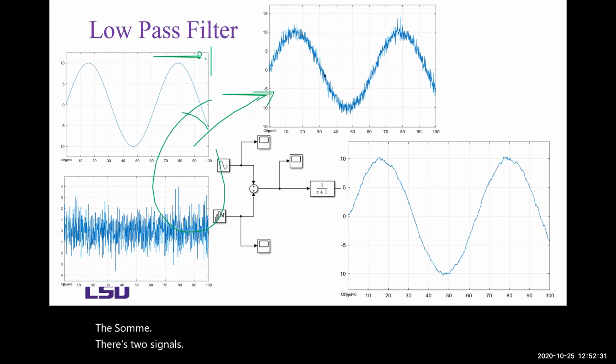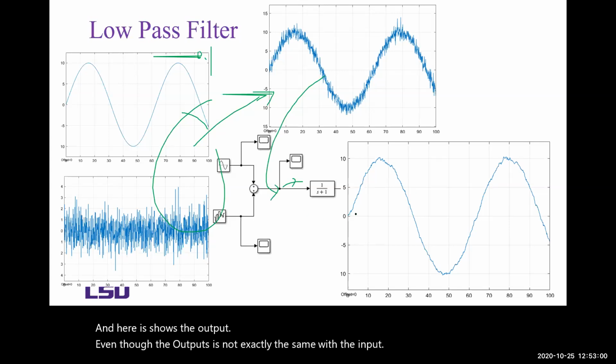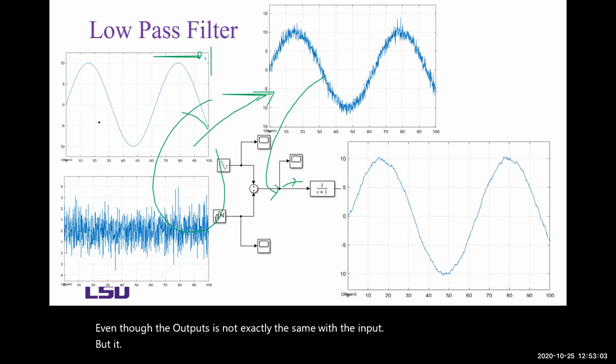Now I want this signal to pass through a system. You see, for this system 1 over s plus 1, it is a stable system. And here it shows the output. Even though the output is not exactly the same as the input, it recovers most of the input signal without much of the noises. And how is it possible?